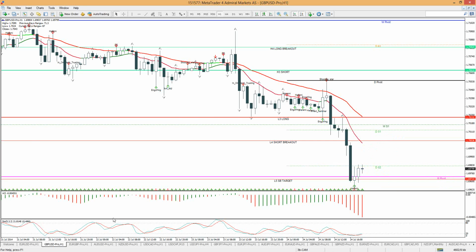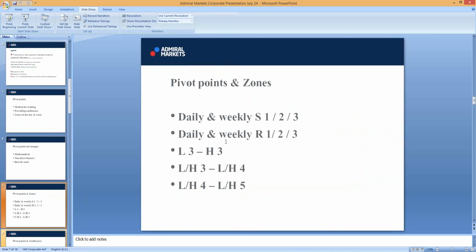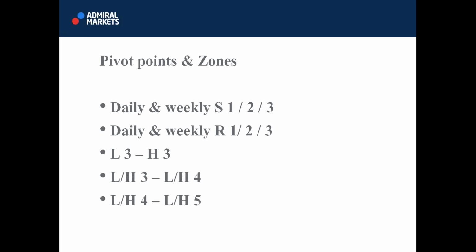The same would be valid for weekly levels. It's just that you don't need to look that much at weekly pivot points if you are on a 15-minute chart, but if you are trading a 4-hour chart, you could use the same thought process with a 4-hour chart and weekly pivot points.